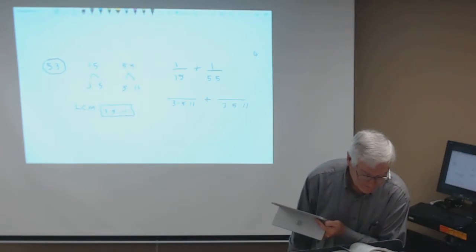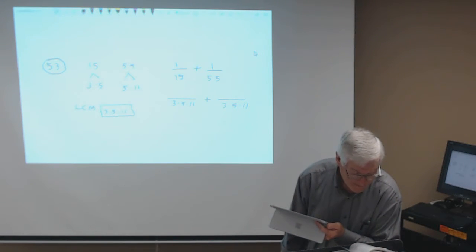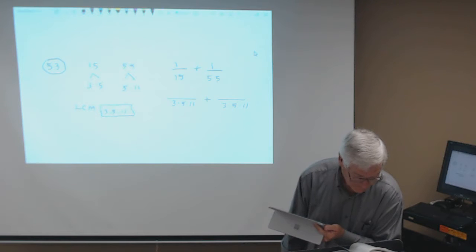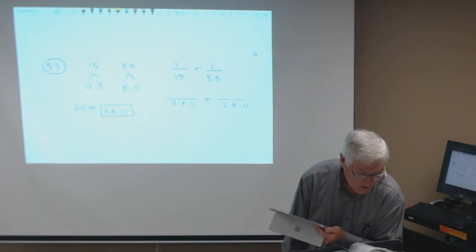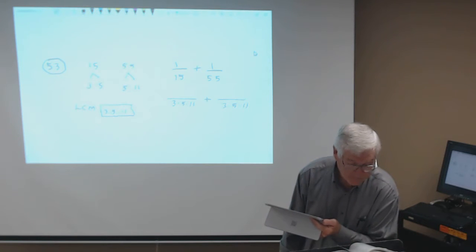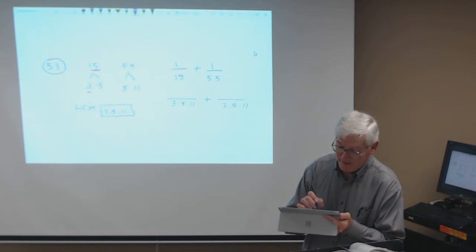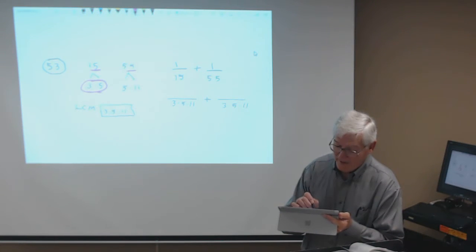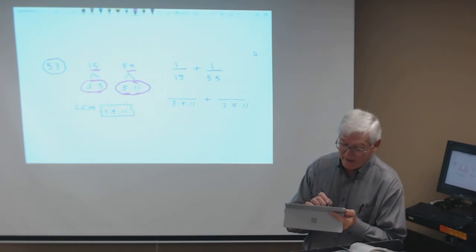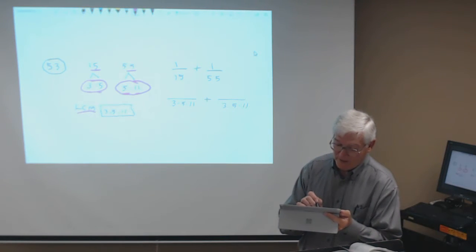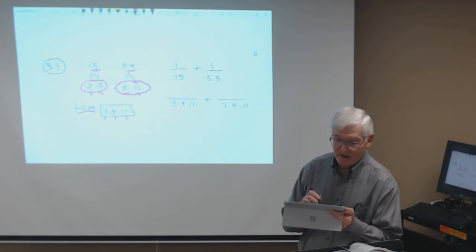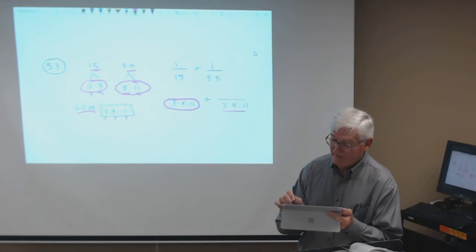Number 53. 1/15 plus 1/55. So I take 15 and make it 3 times 5, and 55 and make it 5 times 11. So now my least common multiple, I have to have a 3 in it, a 5 in it, and an 11 in it. So I put my least common multiple over here, 3 and 5 and 11.